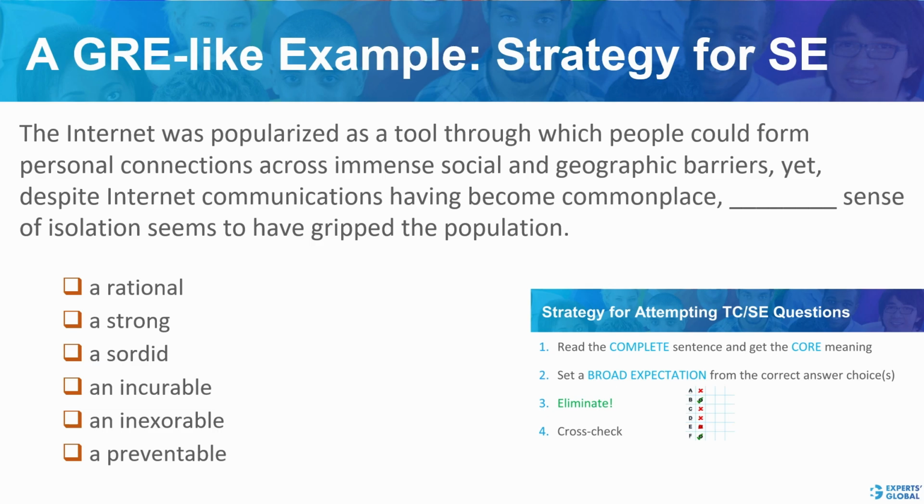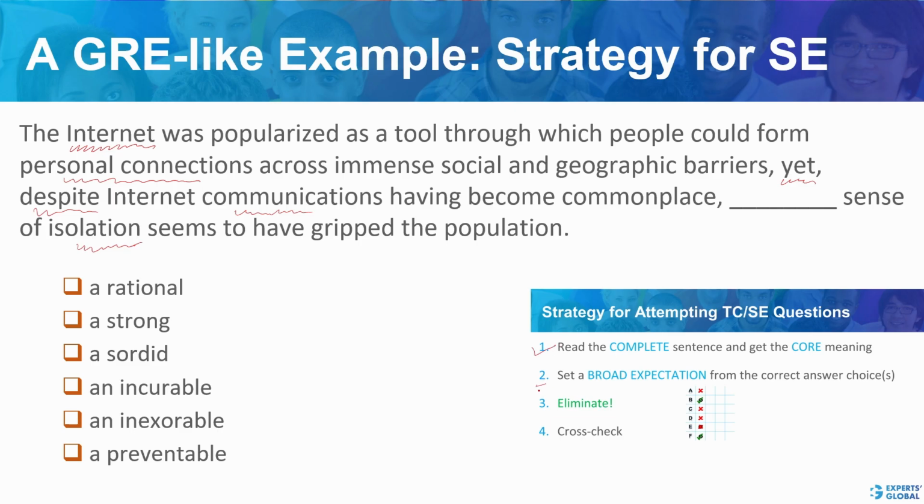The core meaning is that internet was supposed to lead to personal connections, but there is a contrast here that despite the internet communications, there has been a sense of isolation. So that is the broad message, that internet was supposed to build personal connections. However, it seems to have led to isolation. So step 1 here has been completed.